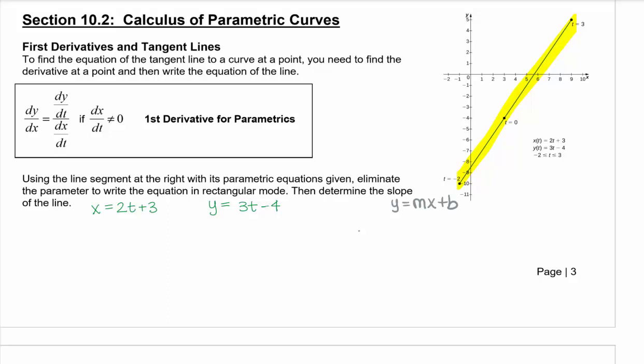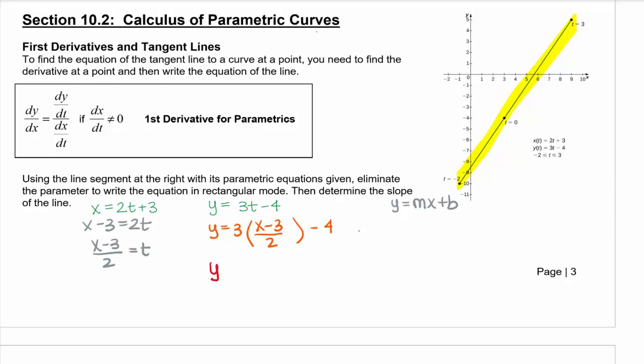So I'm going to solve the x equation for t here. Subtract 3 and then divide by 2. That way, when I put this into the equation to the right in place of t, I can already see it in slope-intercept form. So y would equal 3 times whatever the t is, minus 4, and our t we said was x minus 3 over 2. I'll go ahead and distribute that 3 in so you can see all the separate terms.